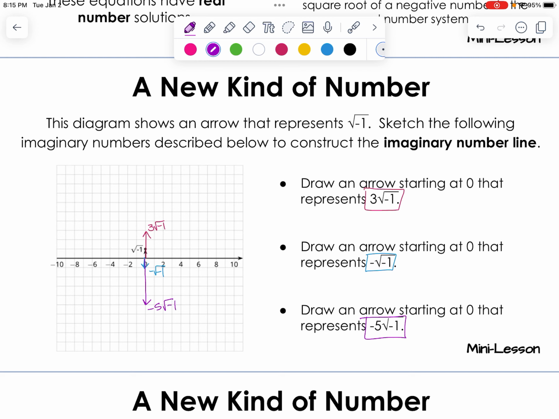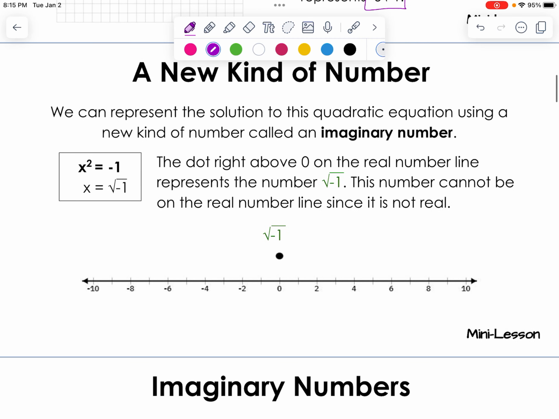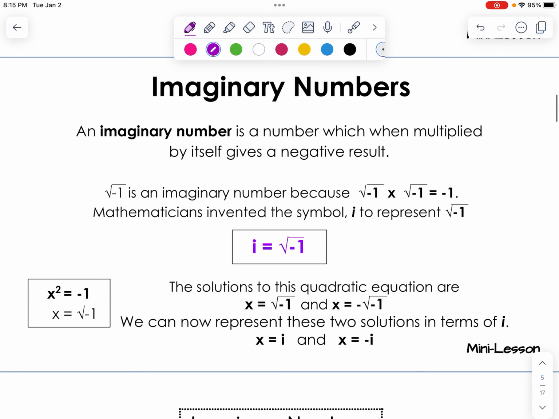So we're learning about this new number. We've seen it on its number line, but what is an imaginary number? An imaginary number is a number which, when multiplied by itself, gives a negative result. Up until now, we couldn't do that. There was no number that when you squared it, you got a negative answer. But now we have that with imaginary numbers. So, for example, the square root of -1, that's an imaginary number because when I multiply the square root of -1 times the square root of -1, I get -1. I get a negative answer.